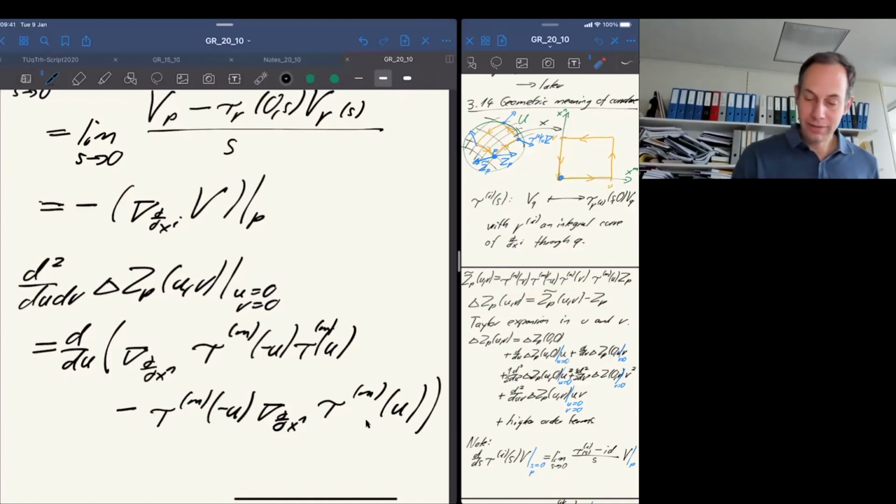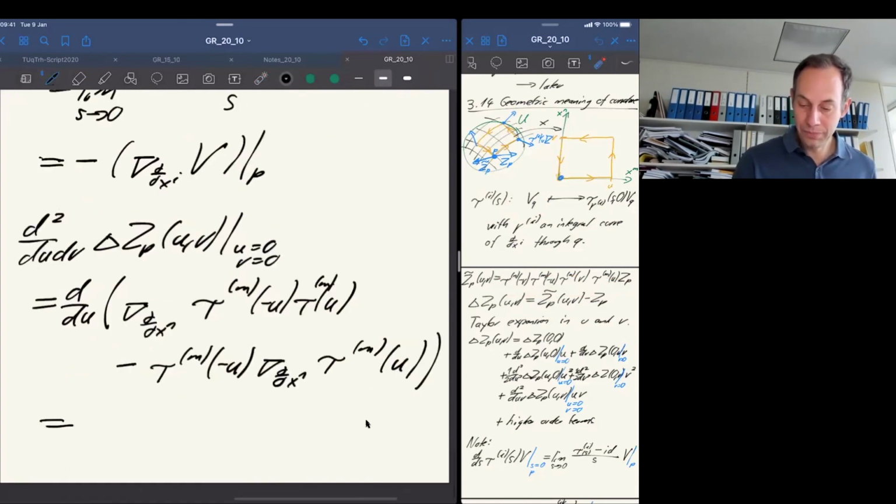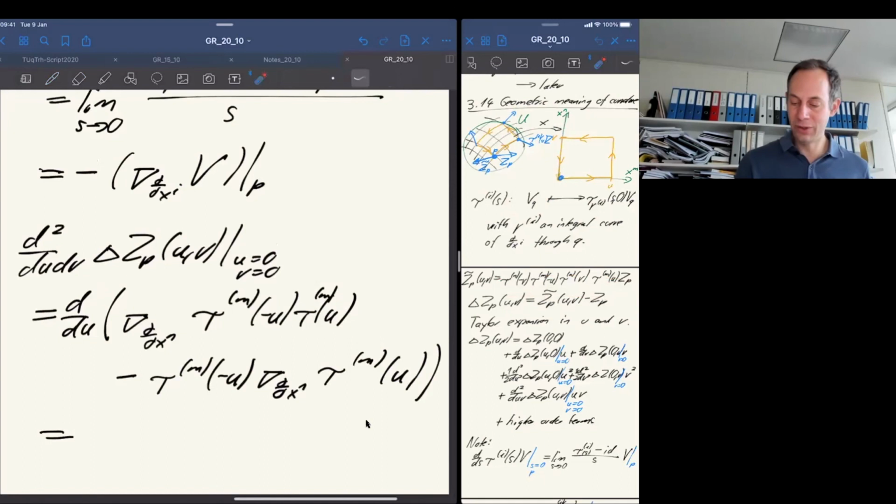Now, it's very easy to conclude, because the derivative with respect to u of this term is 0, because these two terms just cancel. It's just a transport and then a transport in the opposite direction. So I can just forget this whole first term here. But I still have to take the derivative with respect to u of this term.